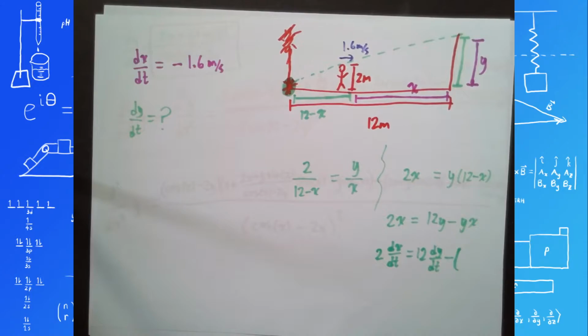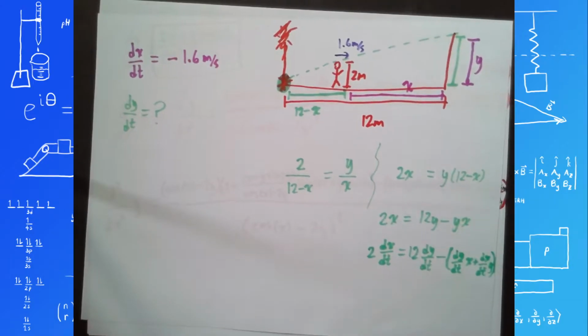Anyway, derivative of yx, so it's going to be derivative of y times x plus derivative of x times y, so that's dy/dt times x plus dx/dt times y. Barely able to fit that in there.